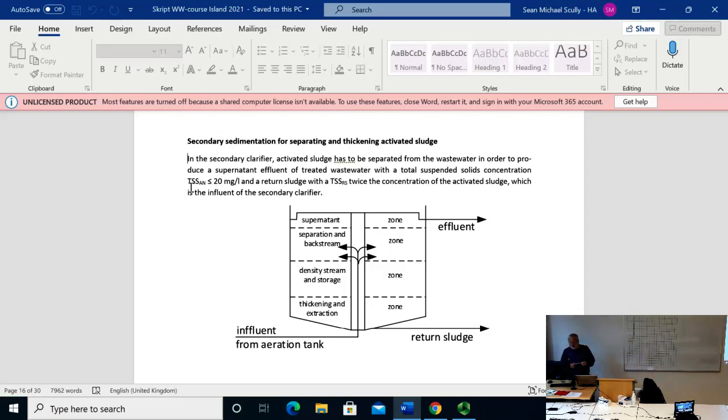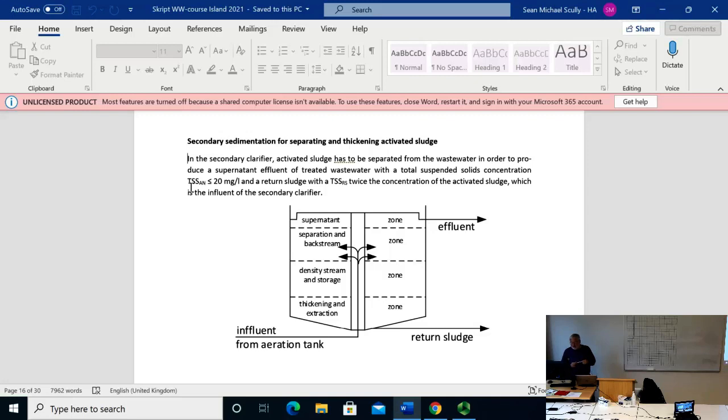So in a secondary clarifier, activated sludge has to separate from the wastewater in order to produce a supernatant effluent of treated wastewater with a total suspended solids concentration of less than 20 milligrams per liter. Well, 20 milligrams per liter is very, very conservative. With a well-designed secondary clarifier, we are always below 5, no? And that's what we have to head for. In the US, it's only 30 even, but 30 is just not very good, to say very politely.